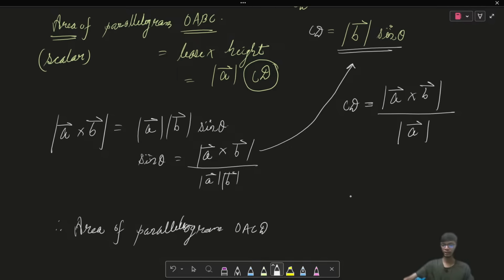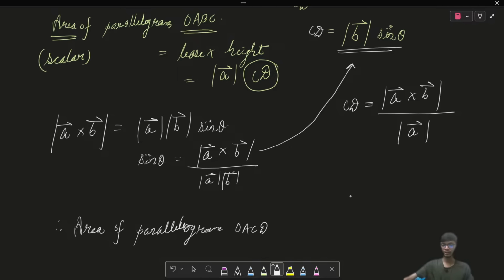So with this particular formula, what I observe is that the magnitude of A vector cross B vector is simply the area of the parallelogram OABC. So the area of this particular parallelogram is simply given by the magnitude of the cross product.